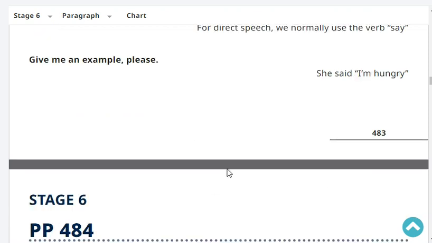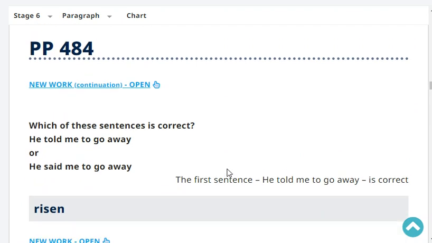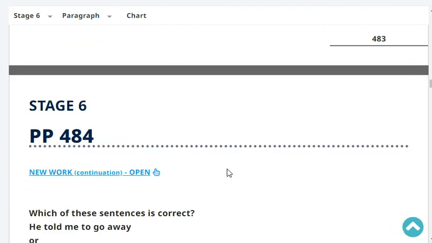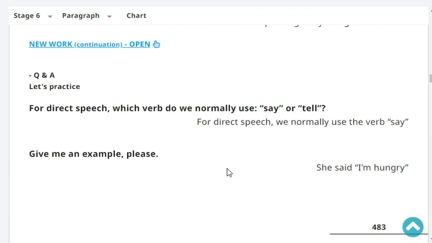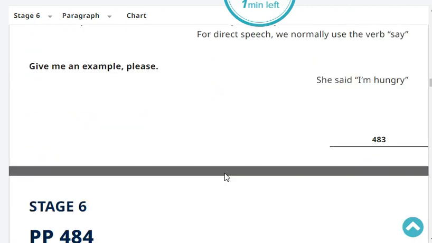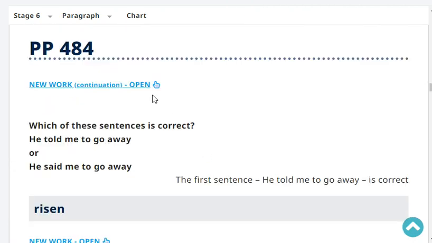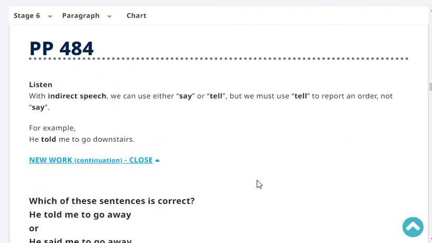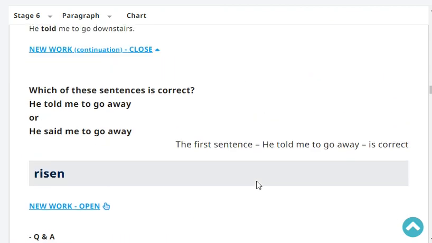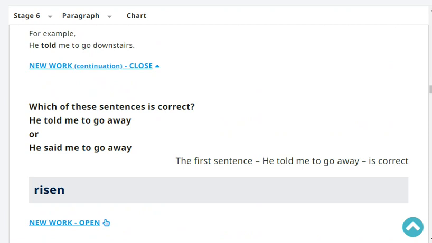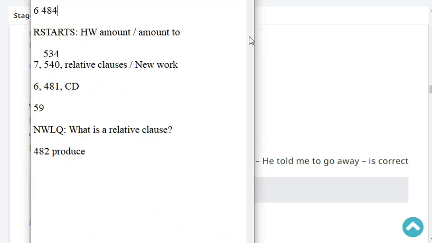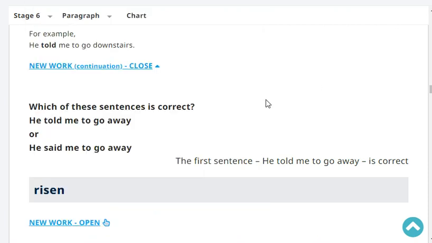She said, I'm hungry. With indirect speech, we can use either say or tell, but we must use tell to report an order, not say. For example, he told me to go downstairs. Which of these sentences is correct? He told me to go away, or he said me to go away. The first sentence, he told me to go away, is correct.